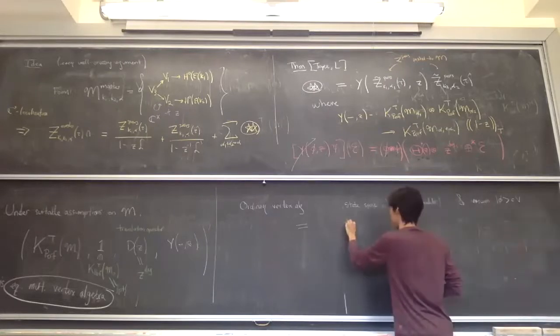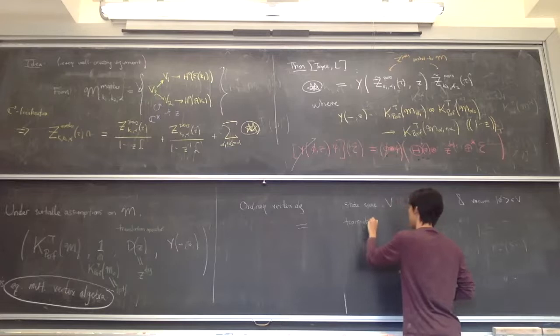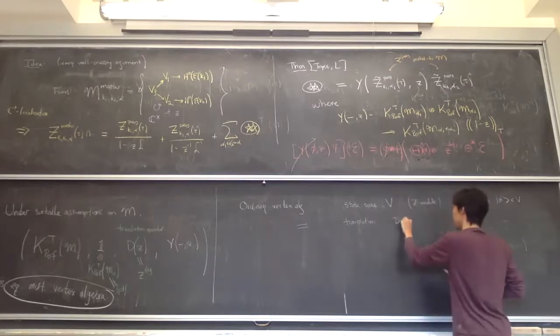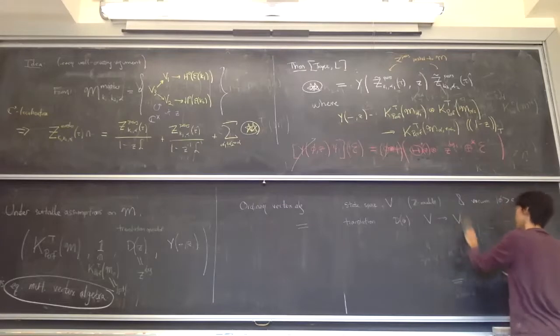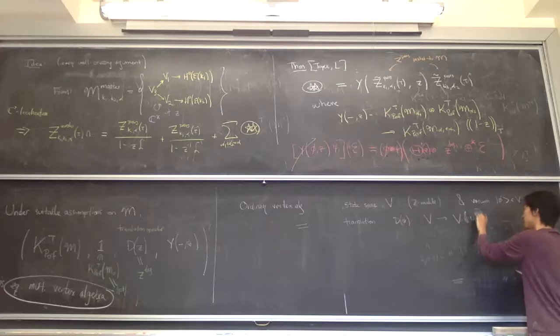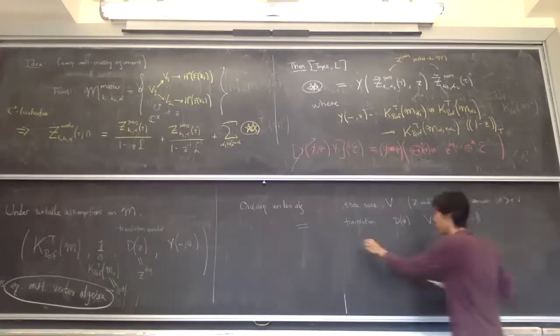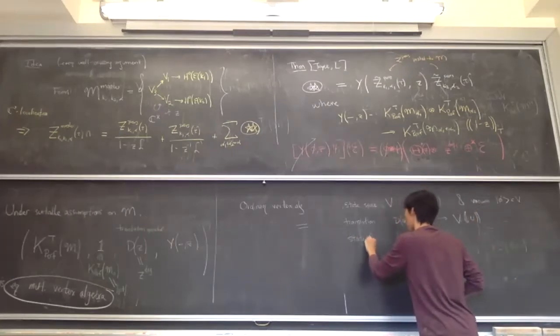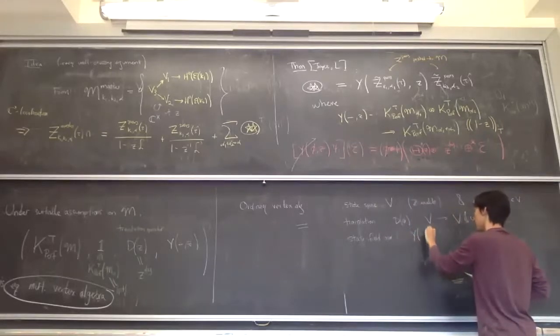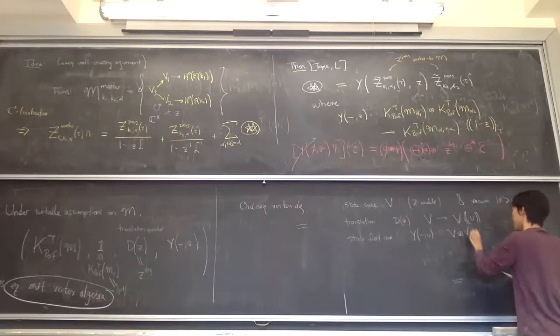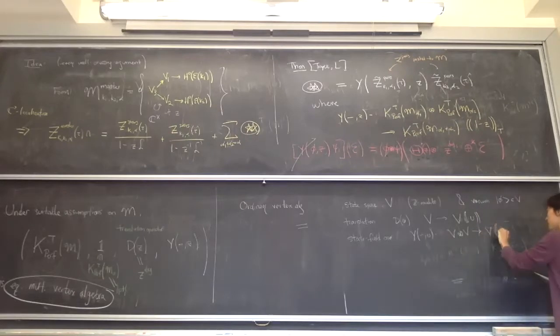What else is there? There's some translation operator, which is some operator D of Z. Let me not write Z. Let's call it D of U. And in the ordinary setting, what it does is it takes a state and it translates. It maps it to some other state as some meromorphic series in U. And then you have the state field correspondence, which is this Y. It eats two states in V tensor V, spits out a third state, again, as some meromorphic series in U.